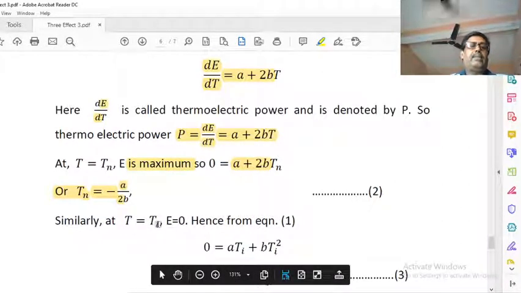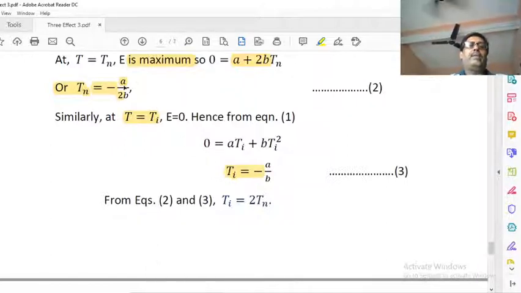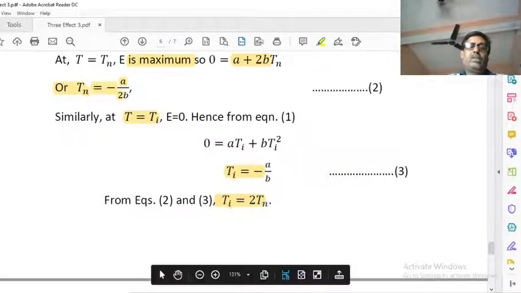Similarly, at T equal to Ti, again E is equal to 0, the inversion temperature. If we set E equal to 0 at Ti, Ti is equal to minus a by b. If we compare these two, equations 2 and 3, we get Ti is equal to 2Tn, double. I have already mentioned this. So thank you.